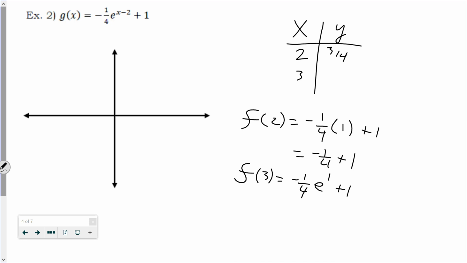So that's what I'm going to put for my point. That's the exact point, exactly negative 1/4 e plus 1. But to be able to graph that, I'm going to want to know its approximate value, and its approximate value is about 0.3. We'll just say 0.3.